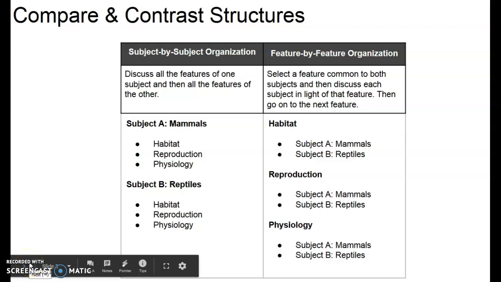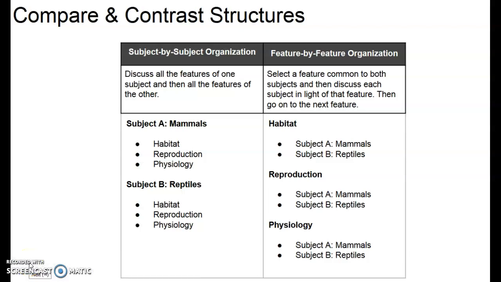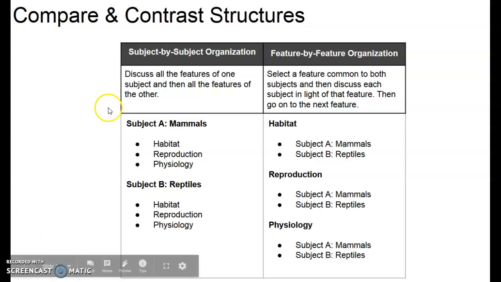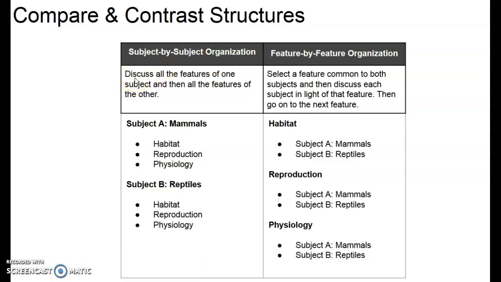All right, so let's talk about the compare and contrast structures that you can select for your comparison contrast essay. Basically, if you are writing a compare and contrast piece, you could choose from two organizational structures. The first is the subject by subject organization, and here you're going to take the two things that you're comparing and discuss all the features of one subject and then all the features of the other.